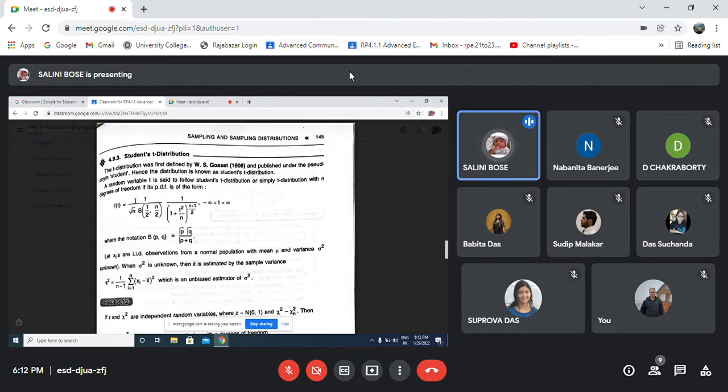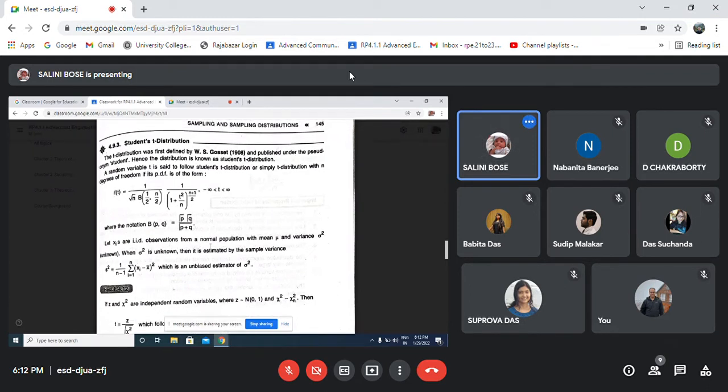And here B(P, Q) is nothing but the gamma function expression: gamma P times gamma Q by gamma of P plus Q. So this first part is a constant, and this is the function of t. And so this is the probability density of a t distribution.